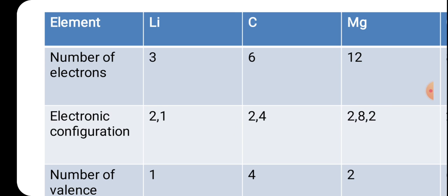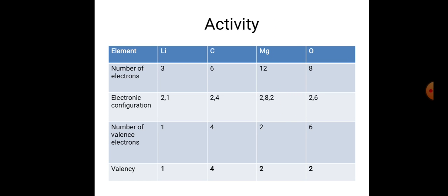So there is a relationship between valency and electronic configuration. Valency of lithium is 1 as it contains only 1 valence electron. Then carbon has 4 valence electrons, so valency of carbon is 4. Magnesium has 2 valence electrons, so valency of magnesium is 2.